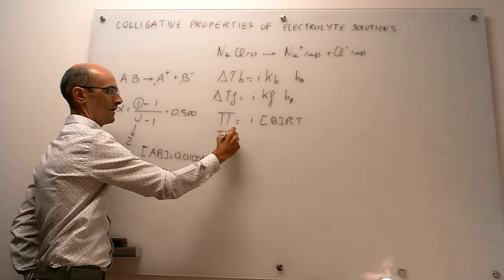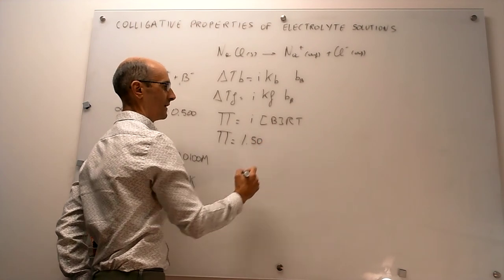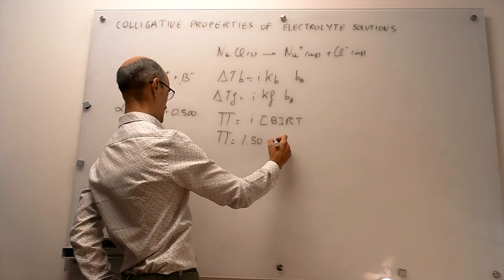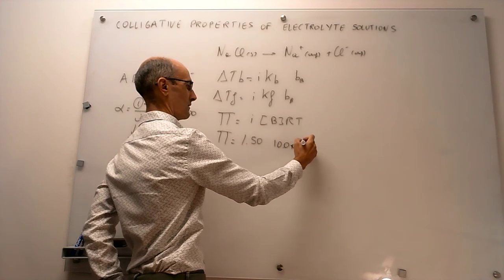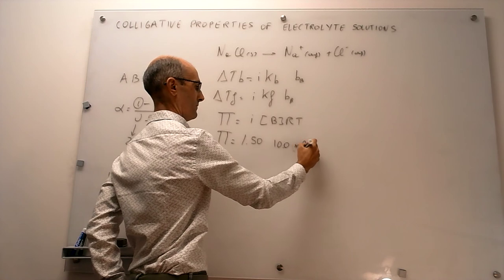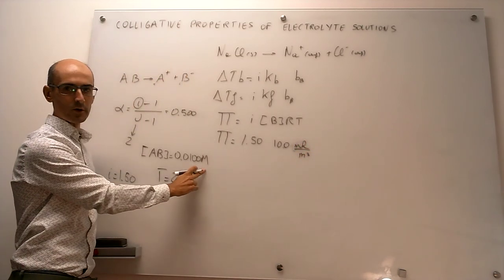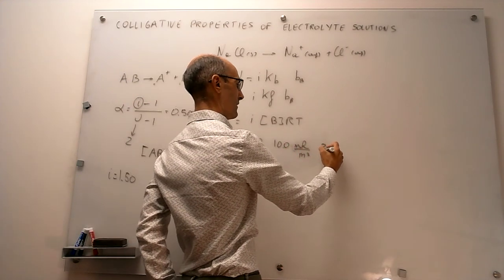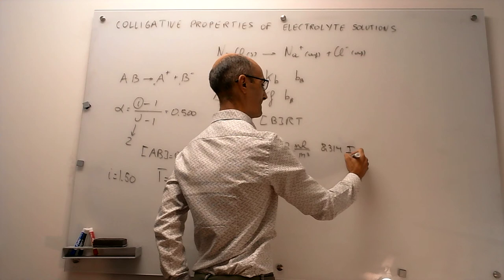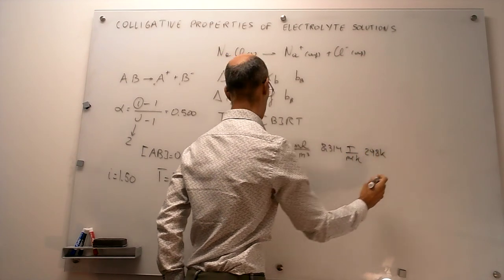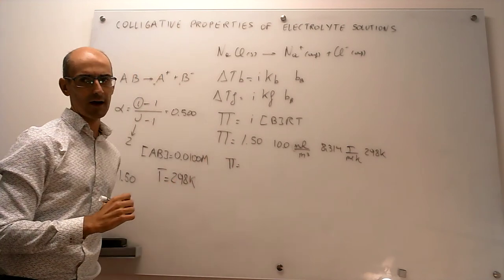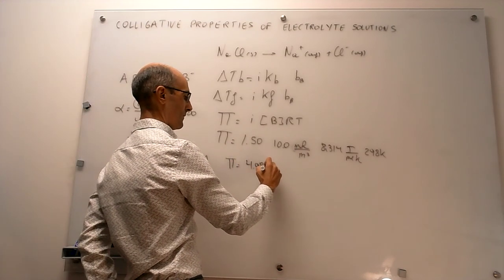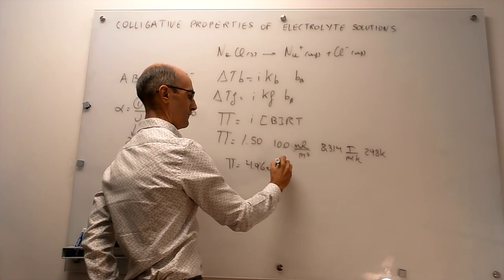So from that expression, we find that the osmotic pressure would be 1.50 multiplied by the molar concentration. Here we have to use SI units, so notice that that is going to be 10 mole per cubic meter. It's molarity, which is mole per liter, multiplied by 1,000, which is a transformation of liter to cubic meter, the SI unit. And then R, 8.314 joules per mole Kelvin, and then the temperature, 298 Kelvin. This osmotic pressure is then going to be equal to 4.96 times 10 to the 4 Pascal.